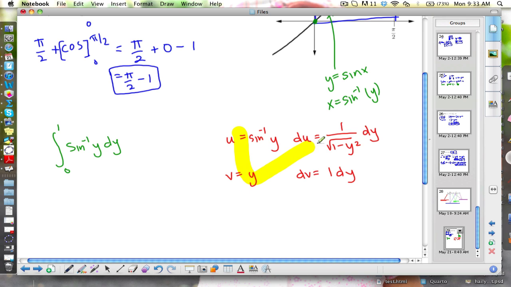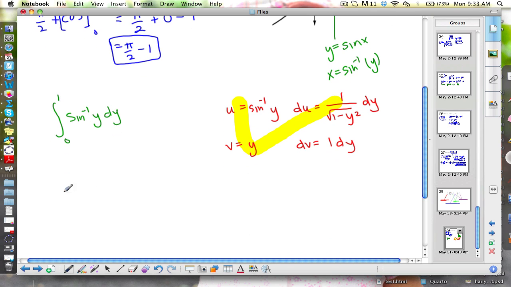Okay, use the check mark. So our formula is uv minus the integral of v du. If you do it that way, it'll always make a check mark. So uv, so that's y sine inverse of y from 0 to 1 minus the integral of v du, which is y over root 1 minus y squared dy from 0 to 1.